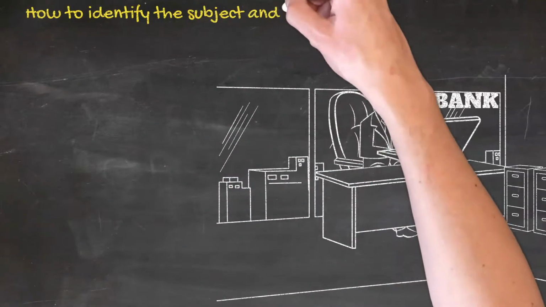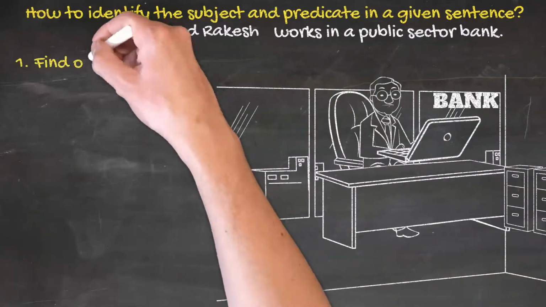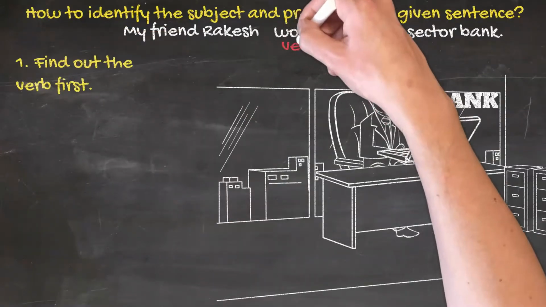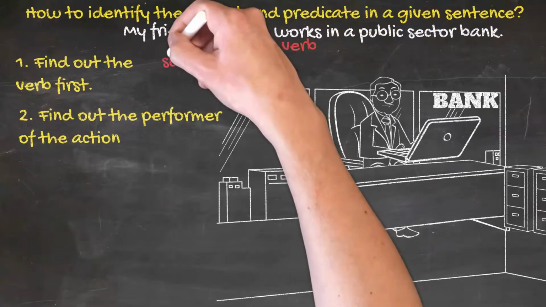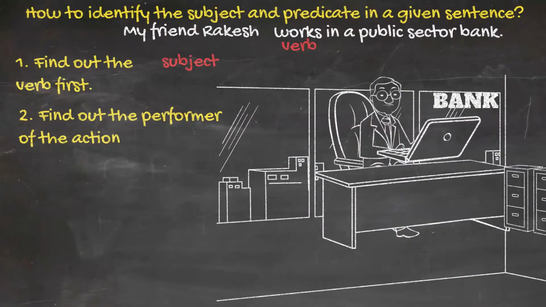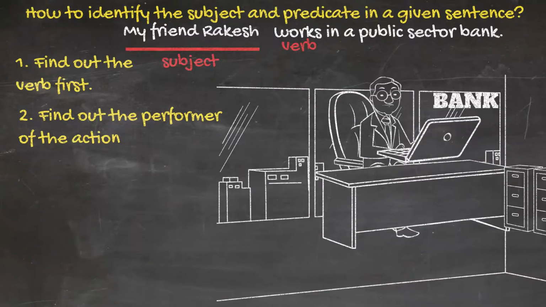How to identify the subject and predicate in a given sentence? Follow this formula. Find out the verb first. If it is an action verb, see who is performing that action. That is the subject. Extra words describing the noun also come within the subject category only.